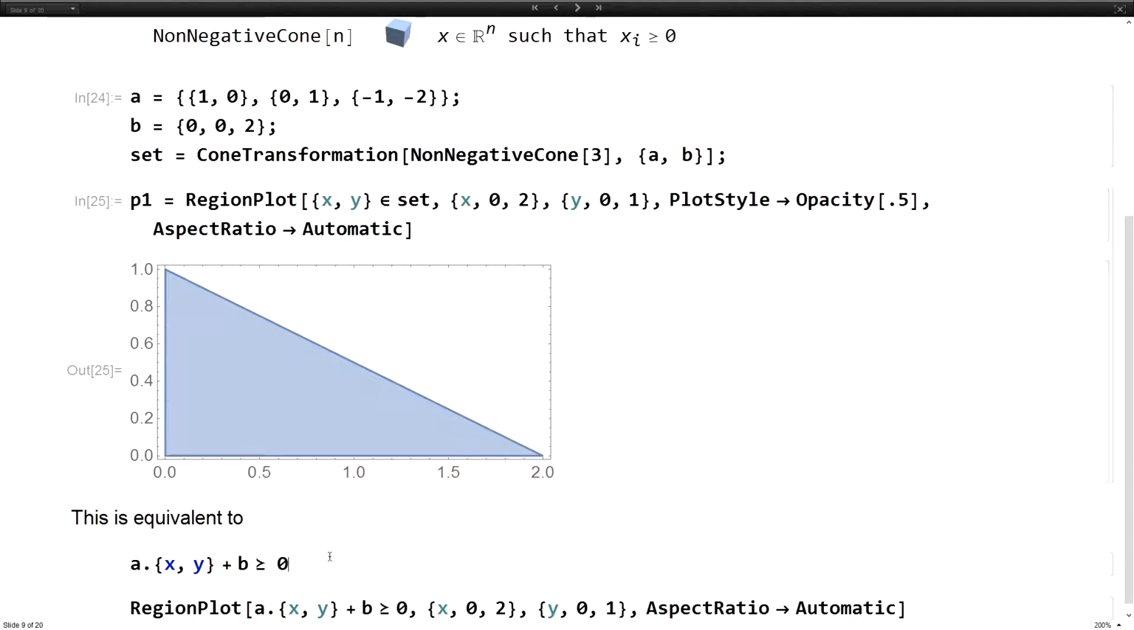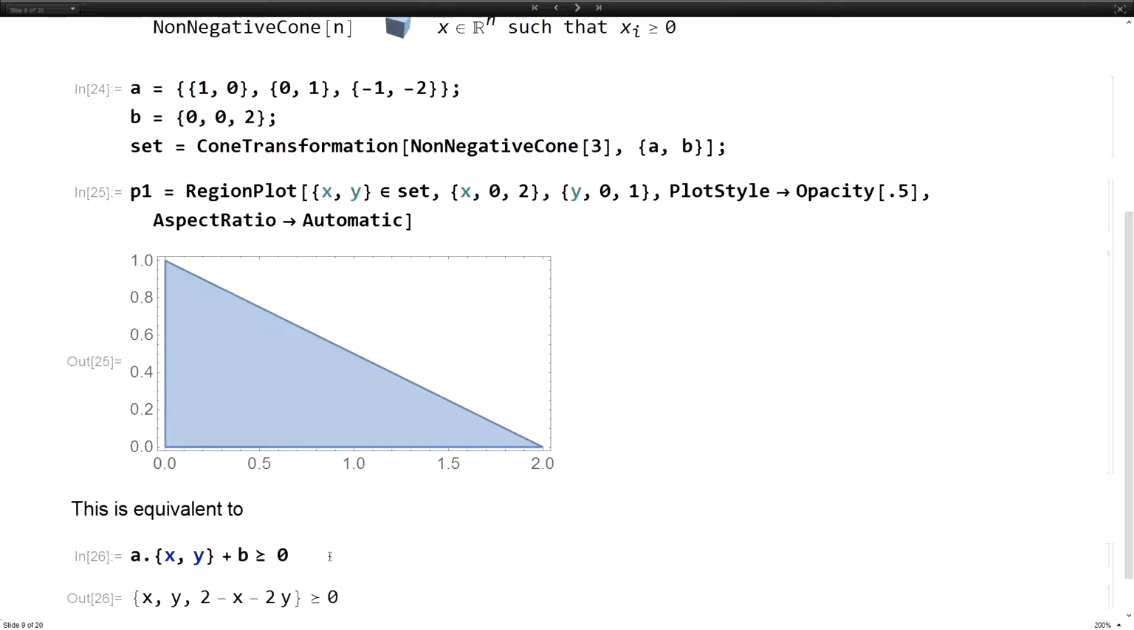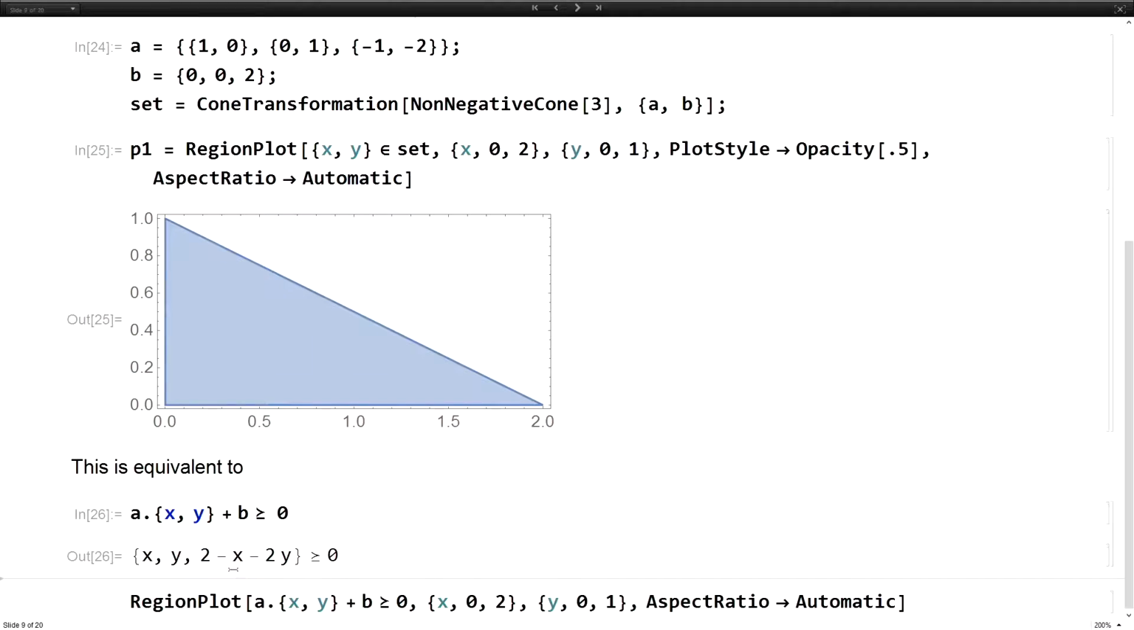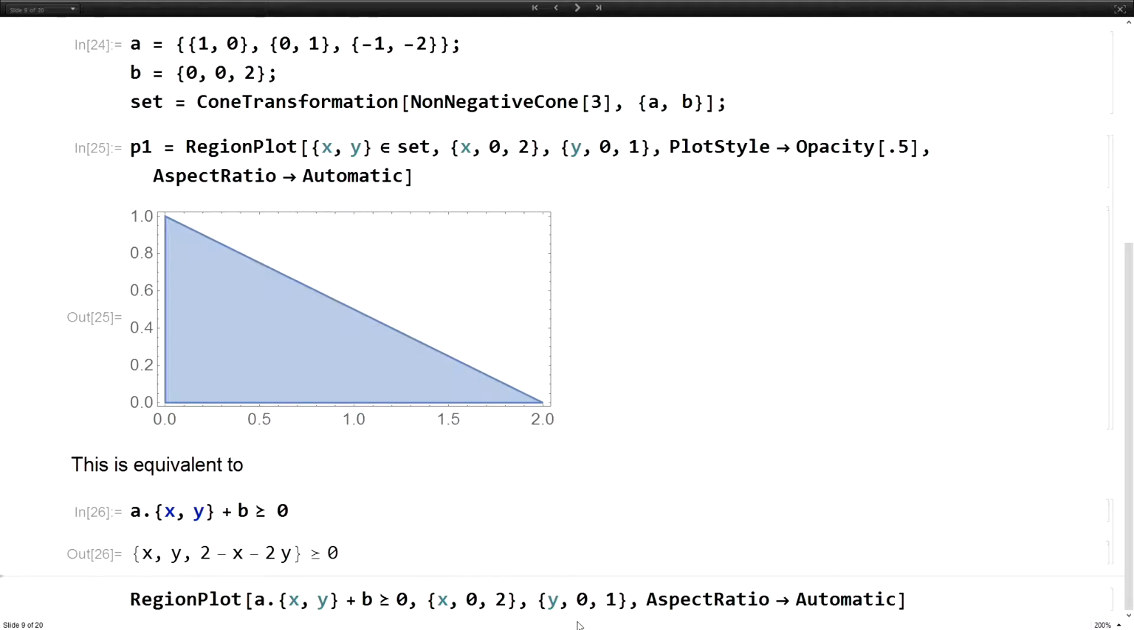Another way to look at this is equivalent to A dot x plus b is greater than 0. So these are the things that have to be greater than 0. And of course, again, it maps to this triangle. I could plot that, and I get exactly the same plot.